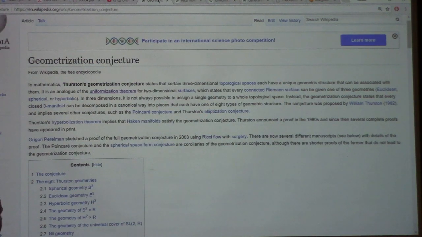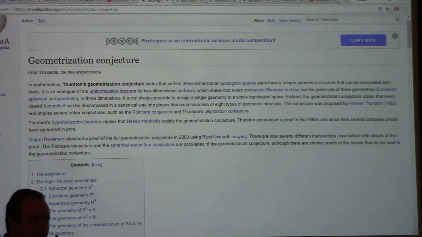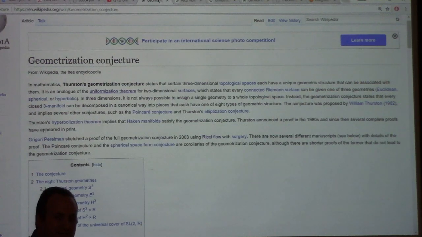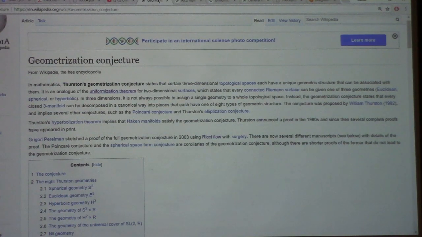Let's get on to the point here. Grigori Perelman sketched a proof of the full geometrization conjecture in 2003 using Ricci flow with surgery. Surgery, what that means is when you have that collapsing to a point, then you do some sort of topological sewing around it to keep going. Like you don't get stuck in the fixed point. You somehow go around the point with some sort of surgery. That is roughly the idea.